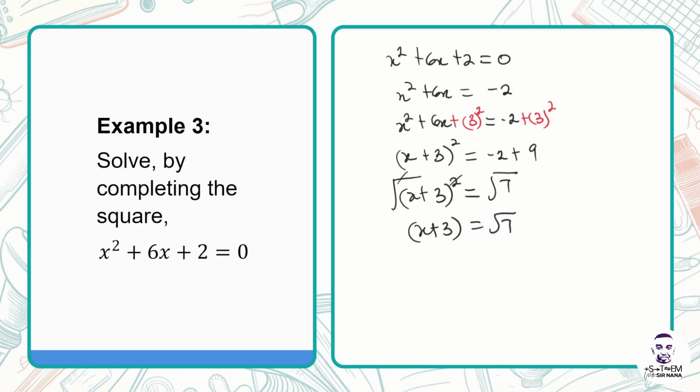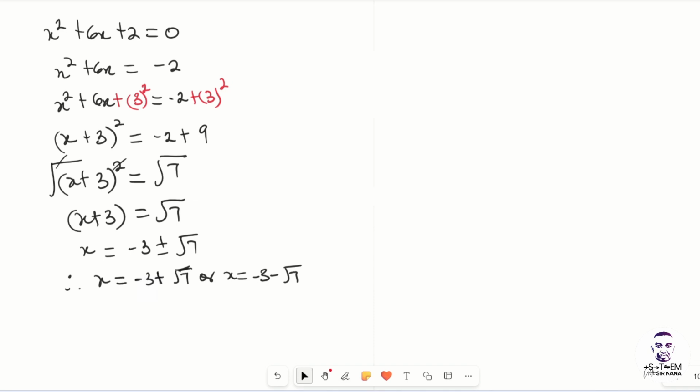So we can write this as x is equal to negative 3 plus or minus the square root of 7. Therefore, the values of x will be x is equal to negative 3 plus the square root of 7, or x is equal to negative 3 minus the square root of 7. The values of x would basically be decimals, or we can leave it in surd form like this: minus 3 plus square root of 7 as one value of x, and then minus 3 minus square root of 7 as another value of x.